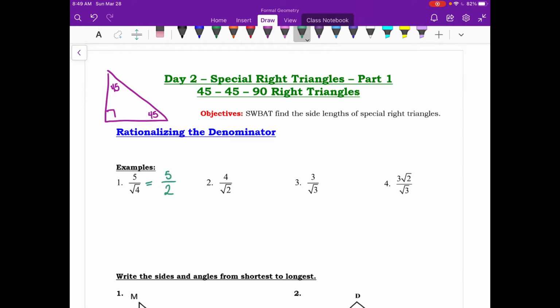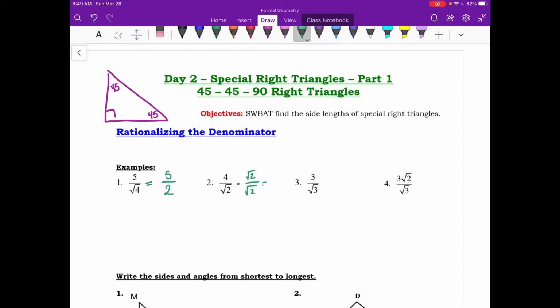For the next one, I have 4 over the square root of 2. Now, square root of 2 does not simplify. So I have to get rid of that radical by multiplying by the square root of 2 on the top and the bottom. If I multiply by the square root of 2 on the top and the bottom of my fraction, I'm not changing the value. I know I can do that because square root of 2 over square root of 2 is just 1. So when I multiply by 1, it doesn't change anything.